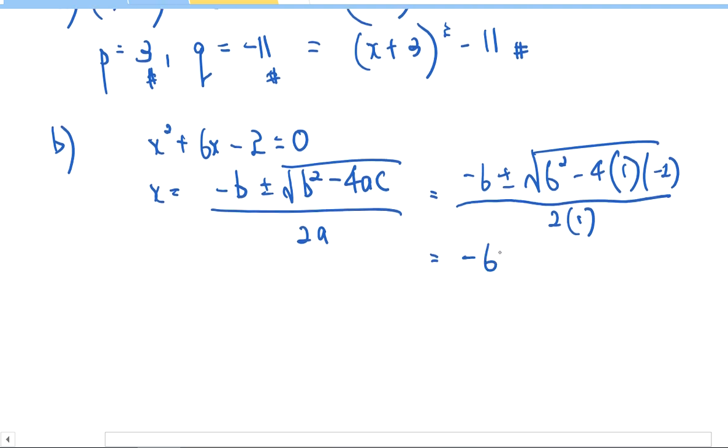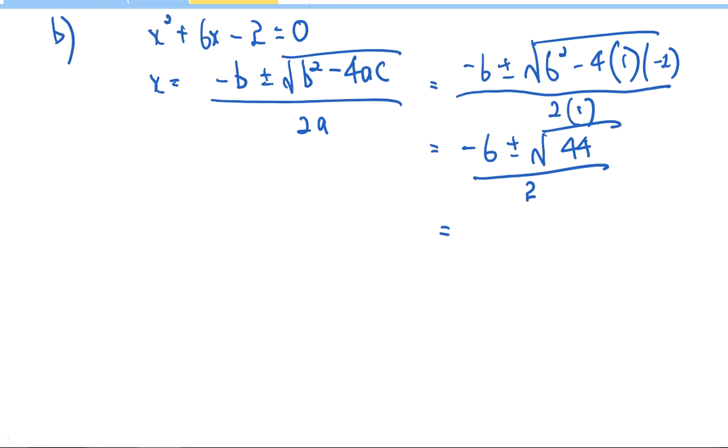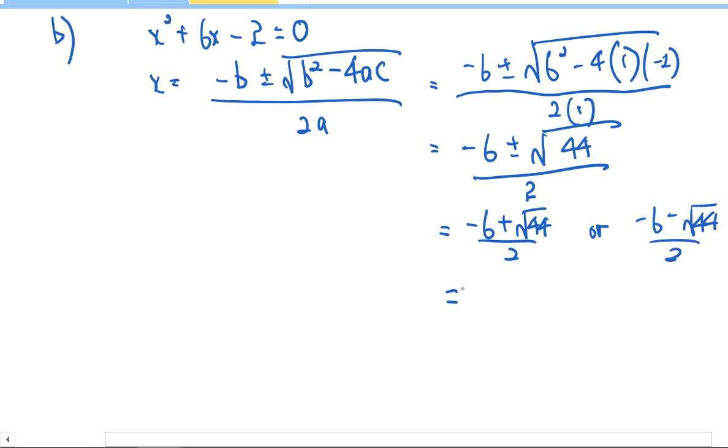After that, simplify it. Then you can press the calculator to get the two answers. This is seen as negative 6 plus root of 44 divided by 2, or negative 6 minus root of 44 divided by 2. Alright, press the calculator for the two answers. Please take note, both your answers must be estimated to 3SF because it's not specified in the question. Alright.